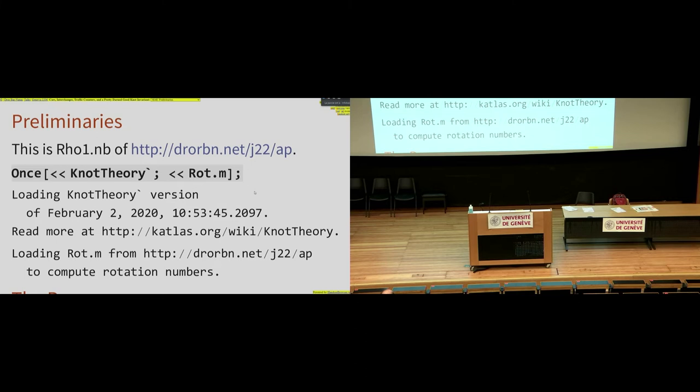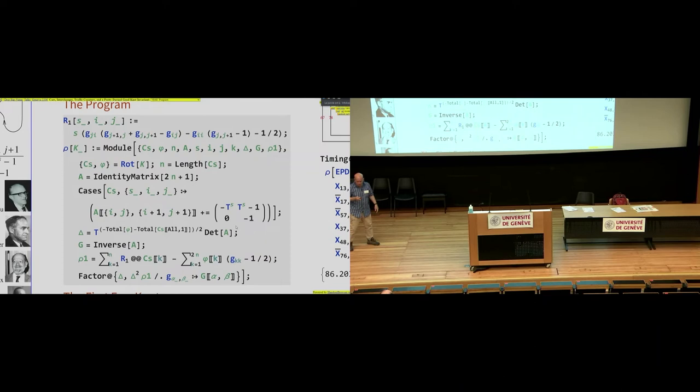So, I mean, this is something combinatorial to compute, and it's not really a part of the program. So that's all I'm doing for startup. And then here is the full program. So first of all, the first two lines define R1 of S and I and J, so R1 of a crossing.